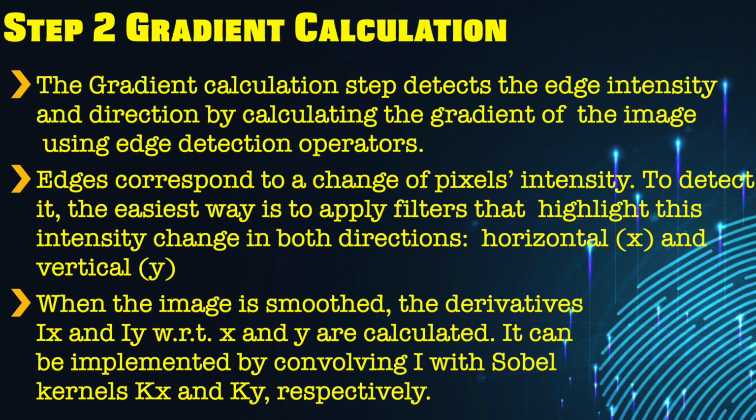You can use another operator also, and you can change the operator and have your own way. But Canny used the Sobel operator, therefore I have used the Sobel operator. The easiest way to detect edges is to apply the operator that highlights the change in both the x and y directions, and then you can take the combined or absolute value of these two.